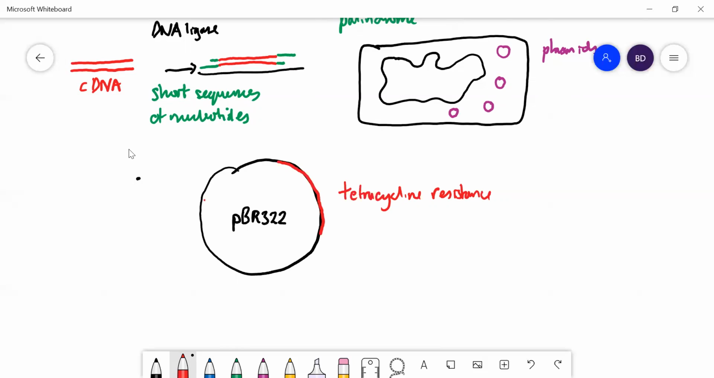And it's got a gene here for ampicillin resistance, and that's going to be very useful, as we'll see in a minute. Ampicillin resistance. And it's got a six nucleotide sequence right in the middle of the tetracycline resistance gene, which is recognized by the restriction enzyme BamH1.